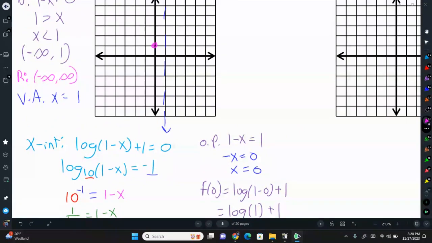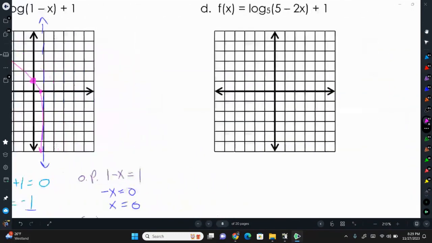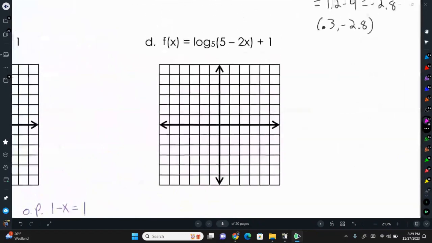And 9 over 10, comma 0, which is really close to that asymptote, but not quite there. So that means this function has to go like this. We're going to get really close to that asymptote, but never touch it. All right, now letter D.